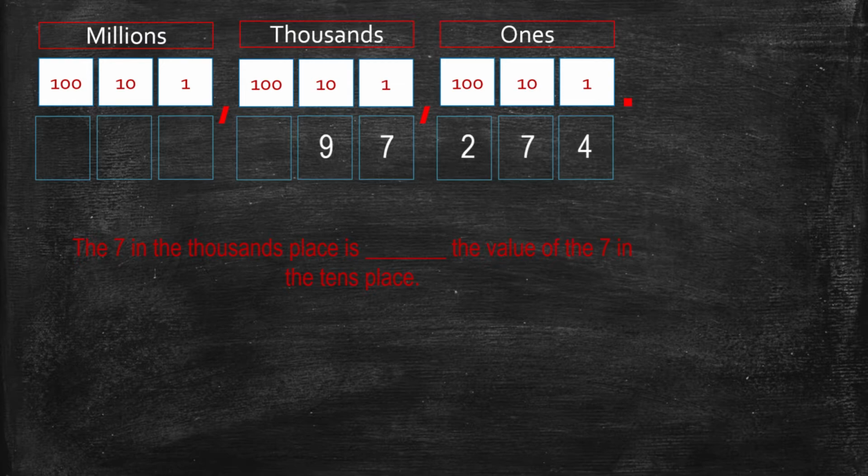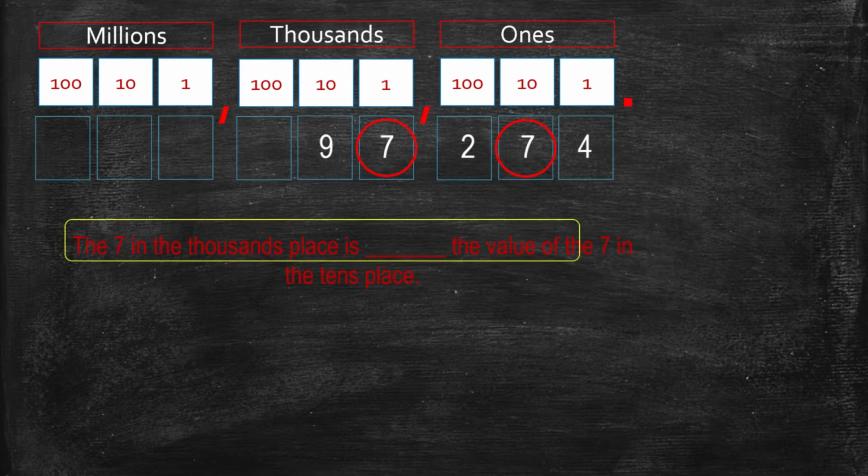Now we're going to compare the location of these 7s. So here's the 7 in the thousands place. And there's the 7 in the tens place. It wants to know the 7 in the thousands place is blank the value of the 7 in the tens. So we're going to look at the 7 in the thousands place. And is it to the left or to the right of the 7 in the tens place? Well, it's to the left. That means that 7 is greater than the 7 in the tens place. So then we have to count how many place values it is.